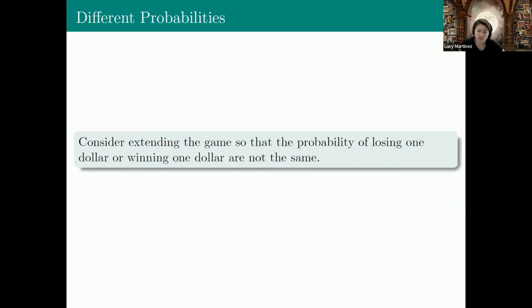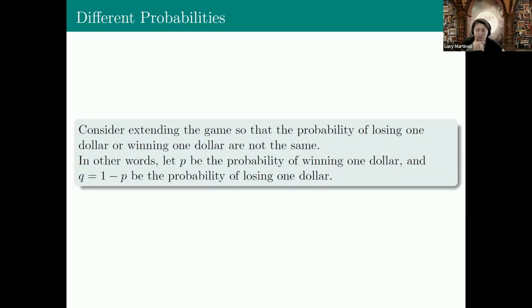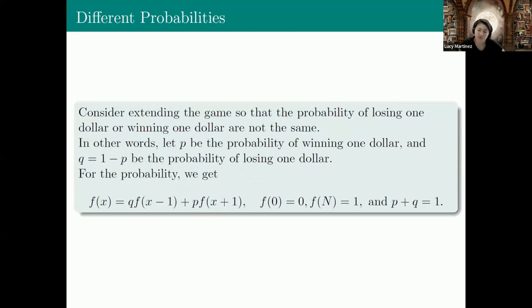There was also the case where the probabilities are not the same. For example, if P is the probability of winning $1 and Q, which equals 1 minus P, is the probability of losing $1, we can write the recurrence relation and its initial conditions, and sure enough, we can get an expression for the formula for f of x.